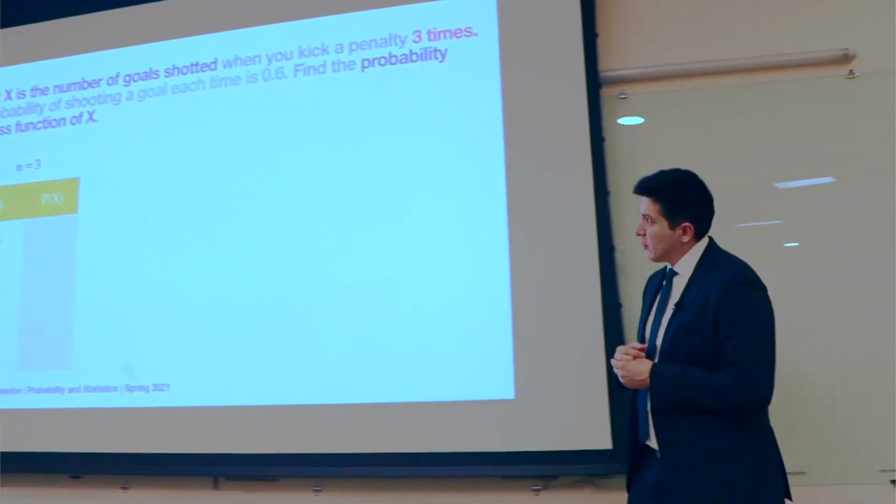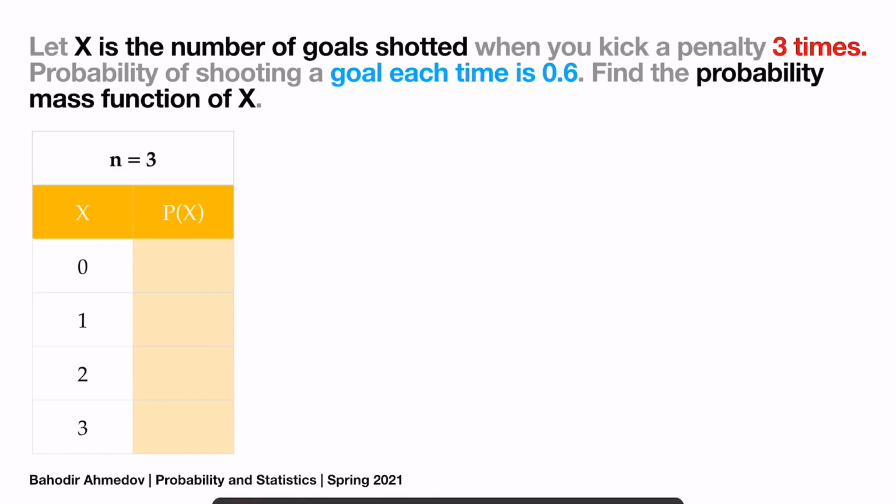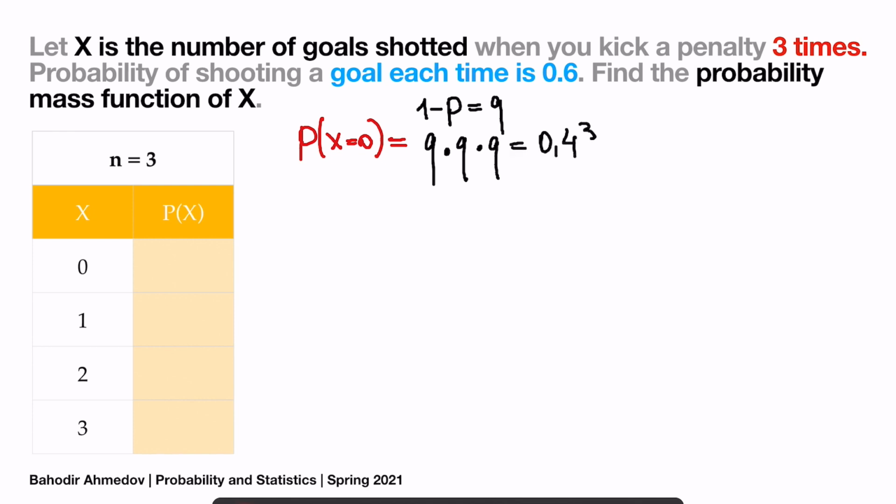So let's calculate the probability of obtaining no goals at all. So x is equal to 0. When x is equal to 0, it means that you need to get 3 failures in a row, right? Let us denote the failure as q, so 1 minus p is going to be denoted as q. So it should be q times q times q, and that's going to be equal to 0.4 cubed.